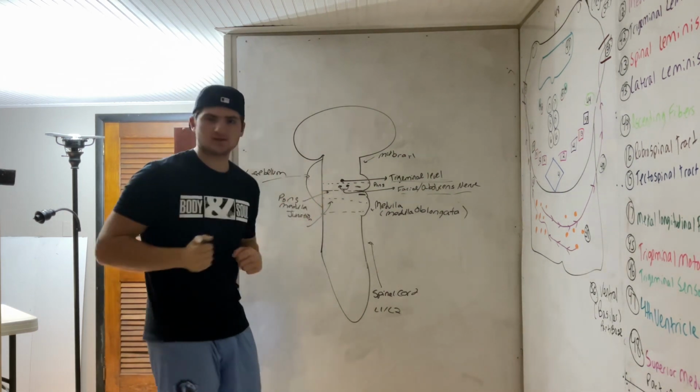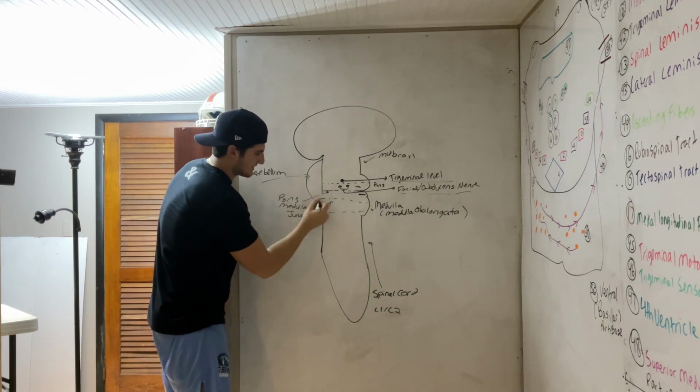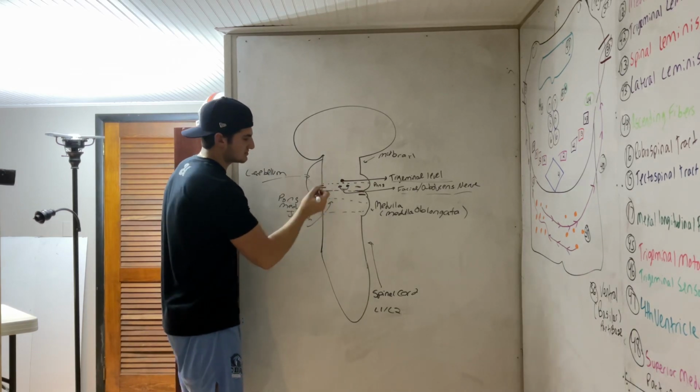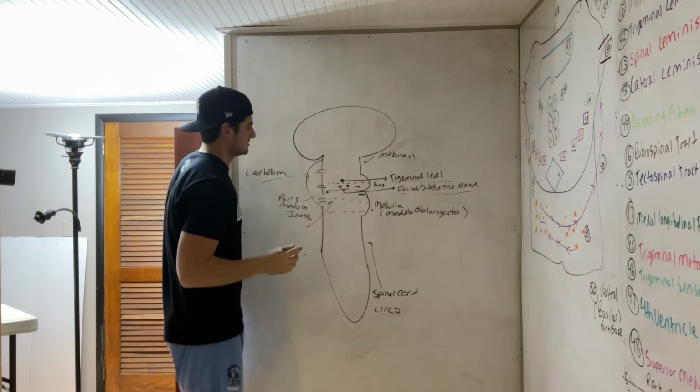Now, one quick thing to mention, what did we talk about? What connects to the cerebellum for all three of these structures? Well, in the medulla, we have the inferior cerebellar peduncles. In the pons, we have the middle cerebellar peduncles. And then in the midbrain, we're going to have the superior cerebellar peduncles.